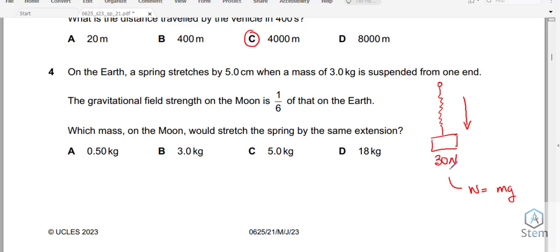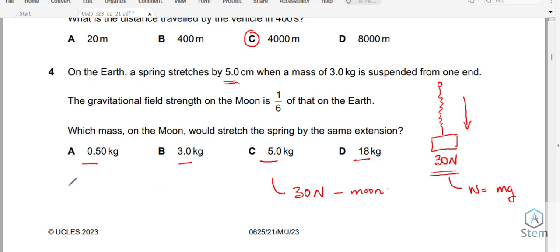Alright, so if you go to the moon and you provide a weight of 30 newtons, you will be able to extend this string by 5 centimeters. In other words, the question is saying which one amongst these masses will give you a weight of 30 newtons when you are on the moon. Now that's an easy question.